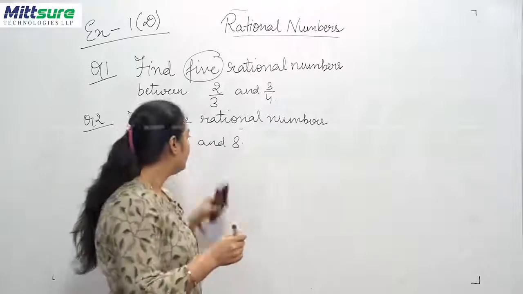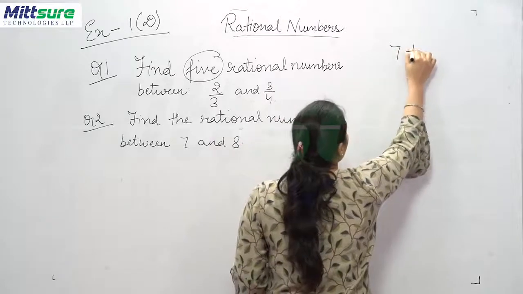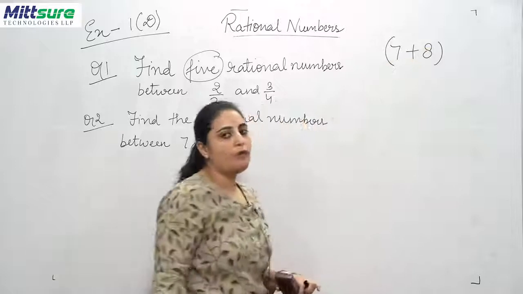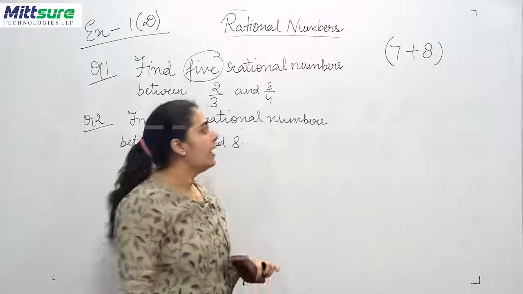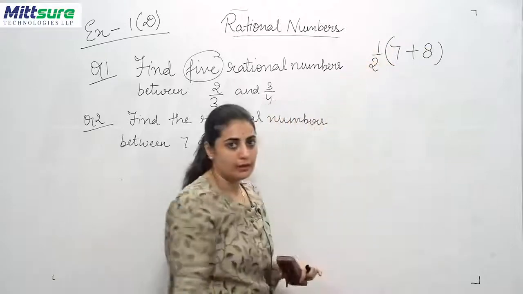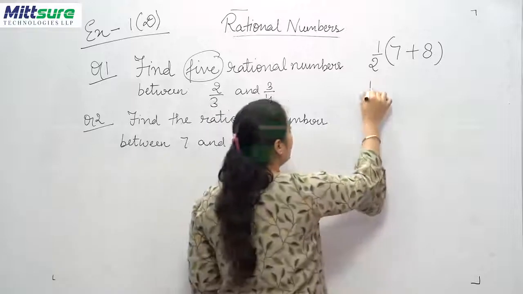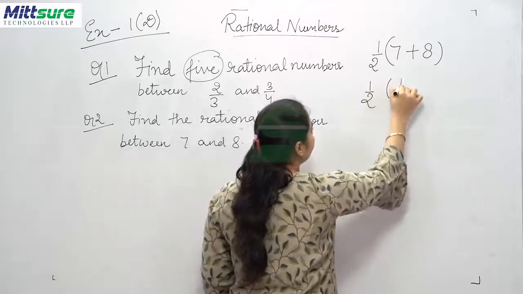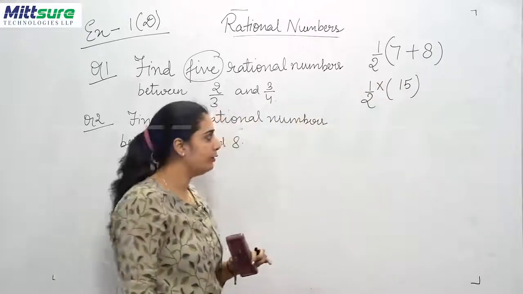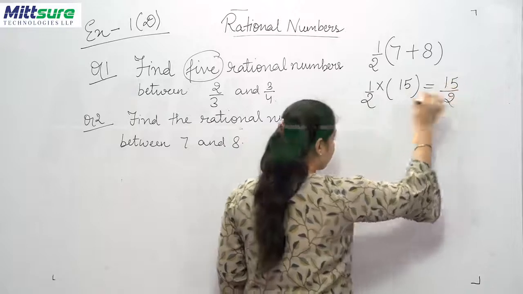So let's begin by taking 7 and 8 together. Now the midline formula says that you have to find out the sum of 7 and 8, and it should be multiplied by 1 upon 2. So when you add 7 and 8, what do you get? You get 15. And when 15 is multiplied by 1 upon 2, the result is 15 upon 2.